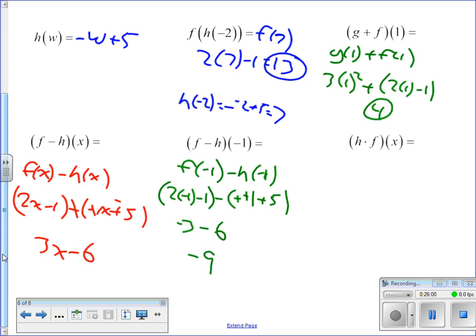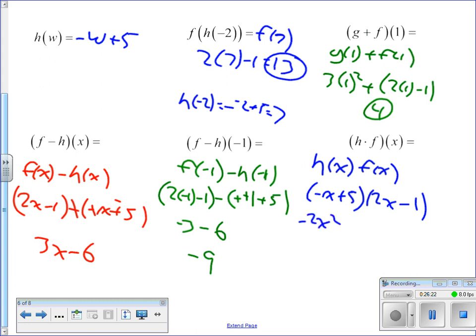And the next one, a little more difficult, but still not terribly taxing. That's h of x times f of x, which is negative x plus 5 times 2x minus 1. Okay, no shortcut for this. You got to FOIL it out. Negative x times 2x, negative 2x squared. Negative x times negative 1 is plus x. 5 times 2x is 10x. 5 times negative 1, negative 5. Combine like terms. Negative 2x squared plus 11x minus 5.